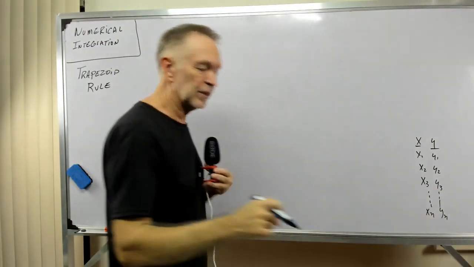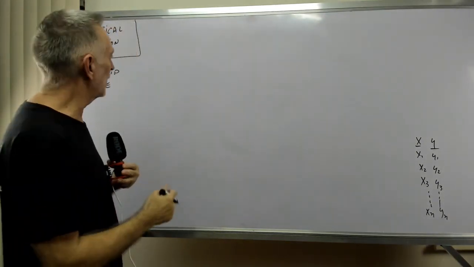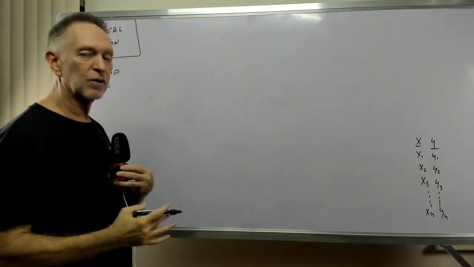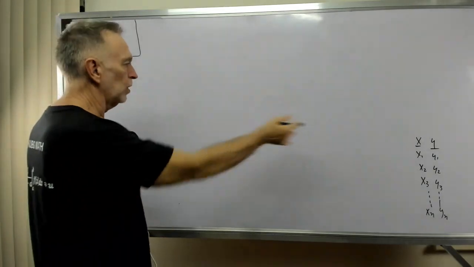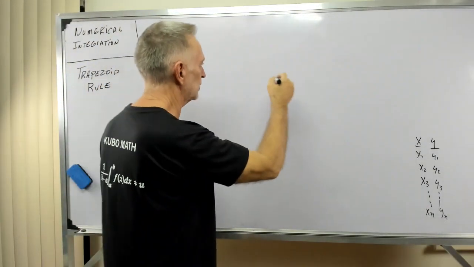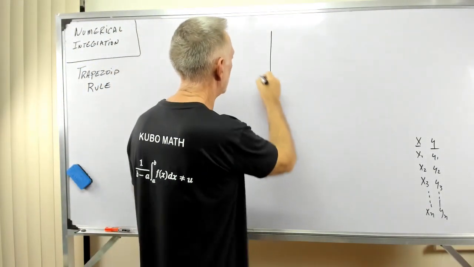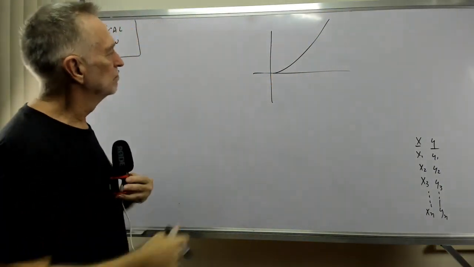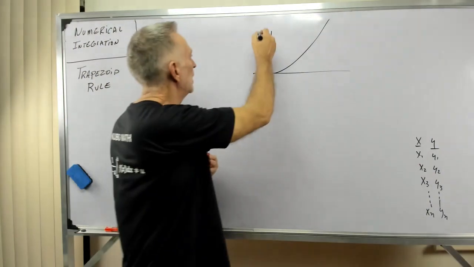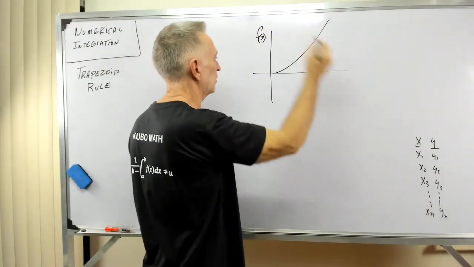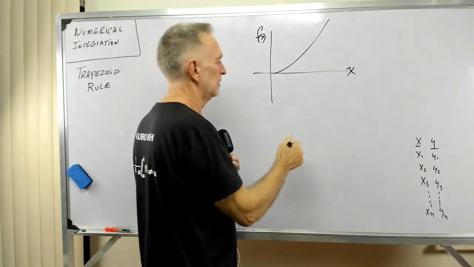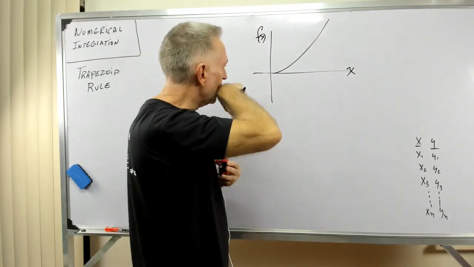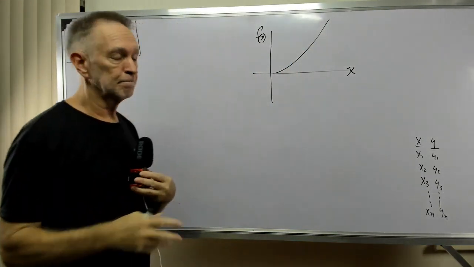Well, fortunately for us, there were some smart people out there that came up with numerical integration. What if we had that data and let's say we end up with a curve that looks like that? Maybe this will be f of x and this is x. And that data, we plotted it out and that's what it looks like.